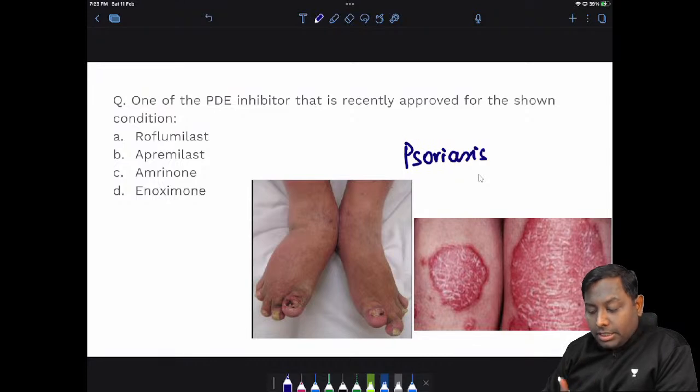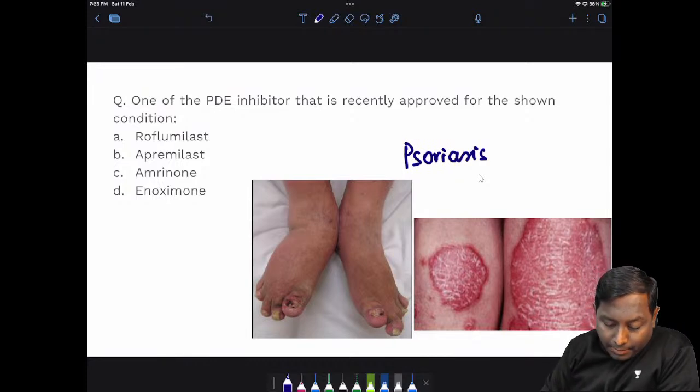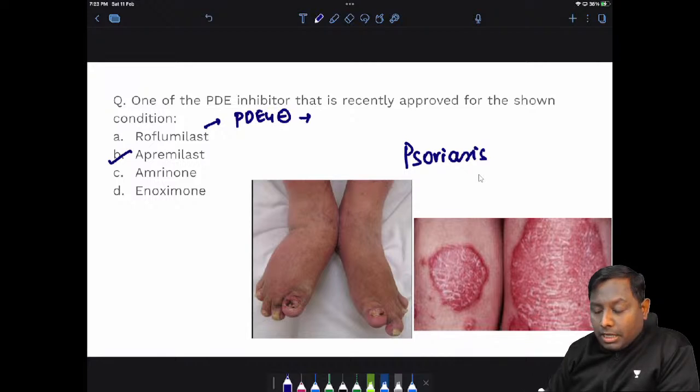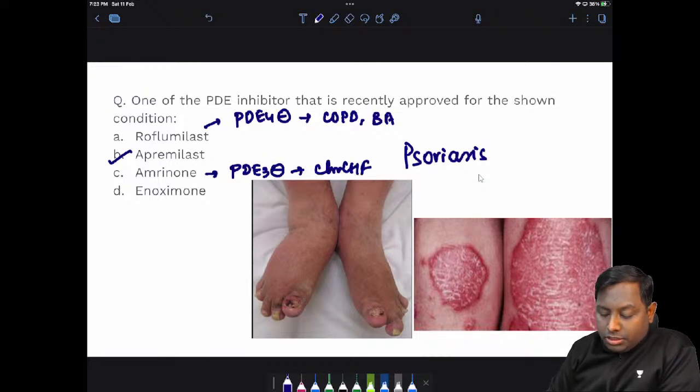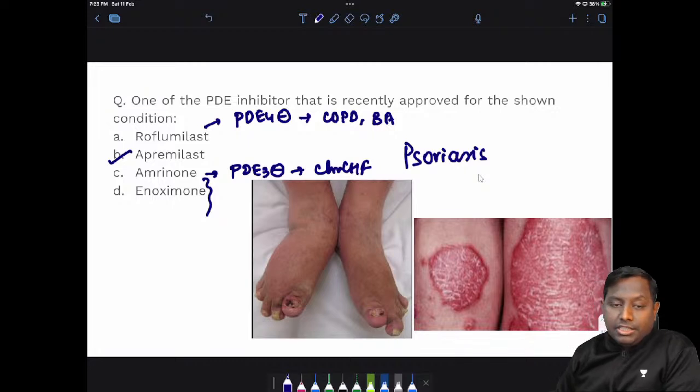And the name of a drug that is approved for this condition recently is known as apremilast. Roflumilast is also one of the phosphodiesterase 4 inhibitors. This is mainly utilized in the management of COPD and bronchial asthma. Amrinone, milrinone are phosphodiesterase 3 inhibitors. They are mainly utilized in a patient with chronic congestive heart failure. Inoximone also, right? So chronic congestive heart failure.